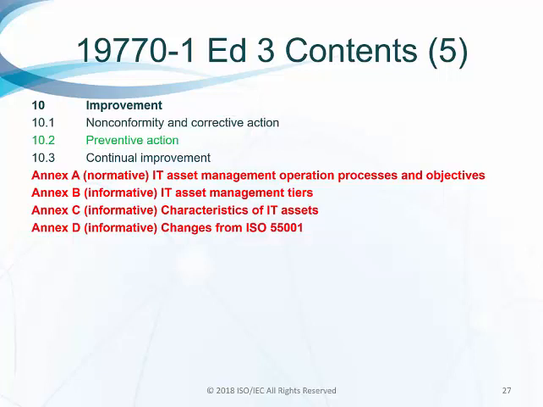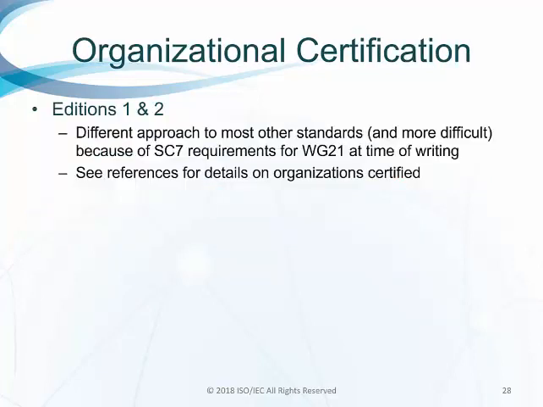Many of which were to ensure absolute compliance down to the letter and punctuation with Annex SL from ISO. Organizational certification is something which is very important for many people. In editions 1 and 2, it was a difficult approach to use because it was required that we did it using outcomes, which was what SC7, that's the parent body over WG21, required at the time it was written. Nonetheless, quite a few organizations were certified, and there's a blog post that I've done which goes into a lot of that.